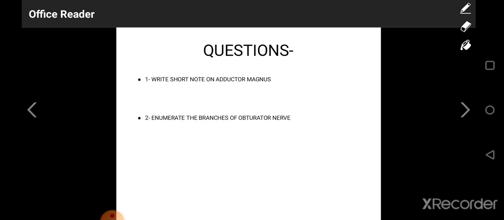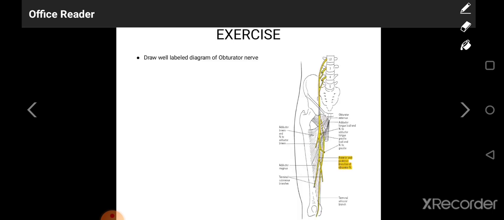Then the second question is, enumerate the branches of the obturator nerve. So you have to draw the diagram as well as name the branches of the obturator nerve from the anterior and posterior divisions. Then this is the exercise which you have to do in your file work: draw this diagram of the obturator nerve from its origin up to its termination and use yellow color for depiction of the obturator nerve in the file.